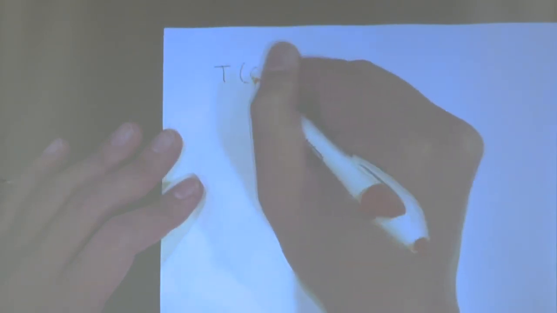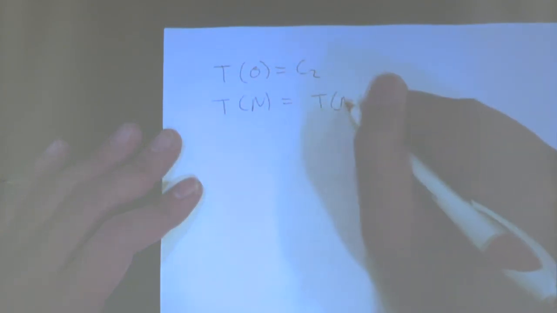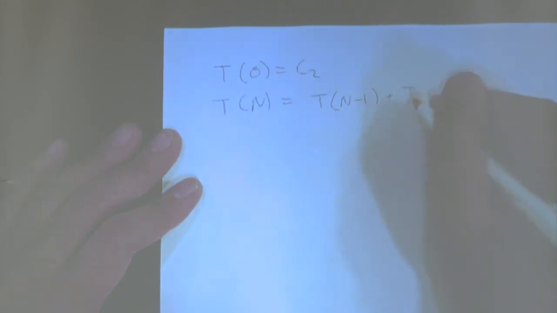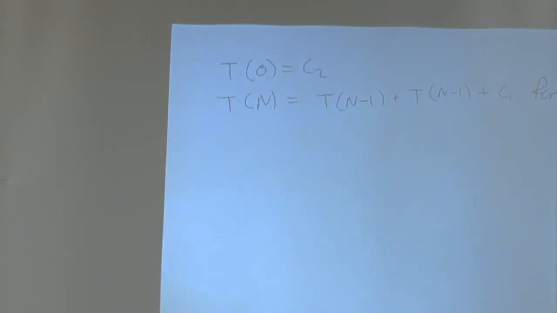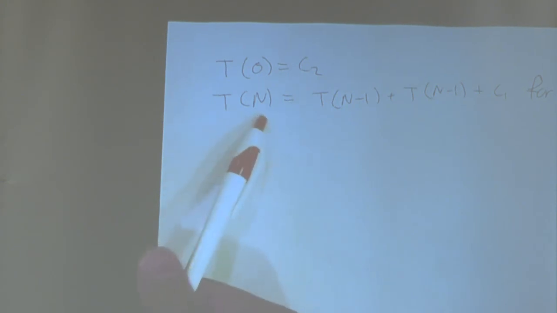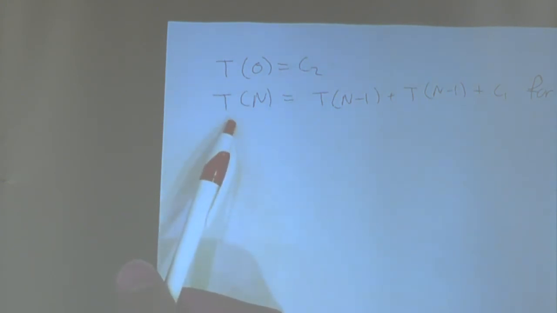As an example, let's say you have T of 0 is a constant, and T of n is going to be T of n minus 1 plus T of n minus 1 plus c1. For our boundary, we have n is greater than 0, okay? And now I want to know what is the big O runtime for this function.